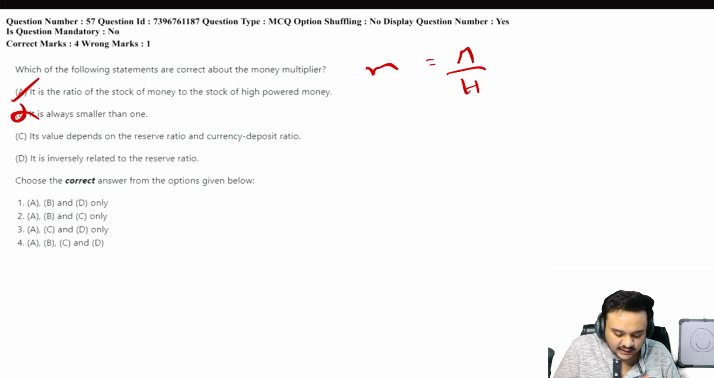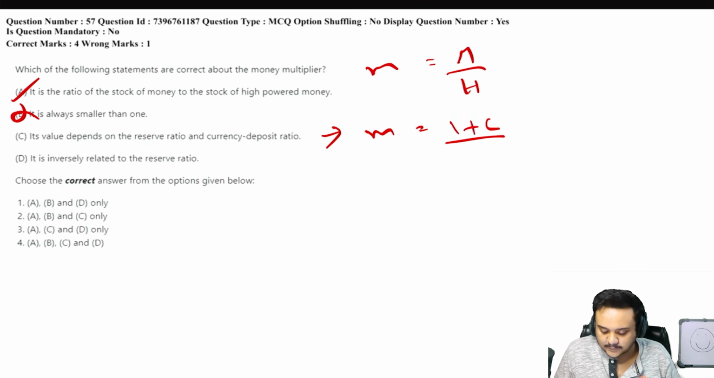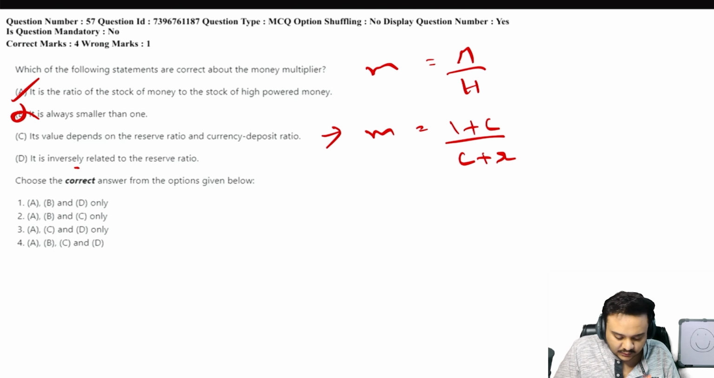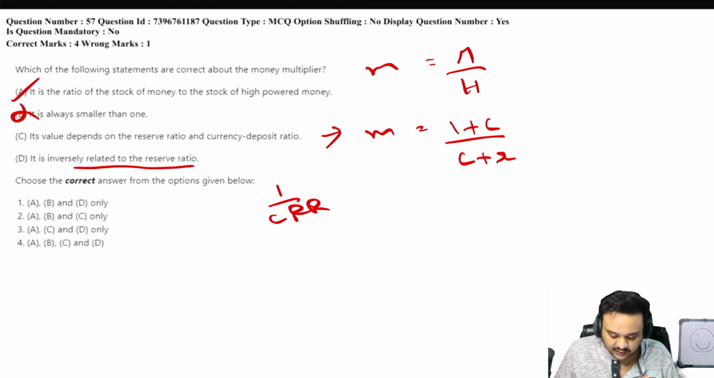Then the third one says its value depends on reserve ratio and currency deposit ratio. Another way to write the formula, you already know: 1 plus C upon C plus R, where R is the reserve ratio, C is the currency deposit ratio. Okay, and it is inversely related to the reserve ratio. Absolutely, you can also write it as 1 upon CRR, right? So this is also right. A, C, and D. Third option is right.